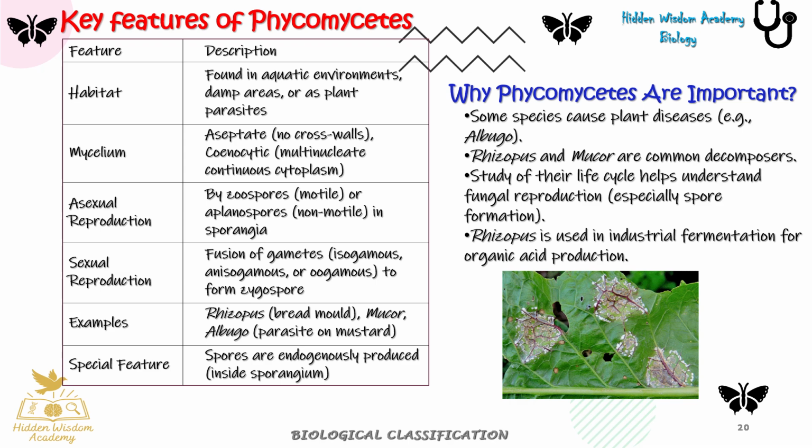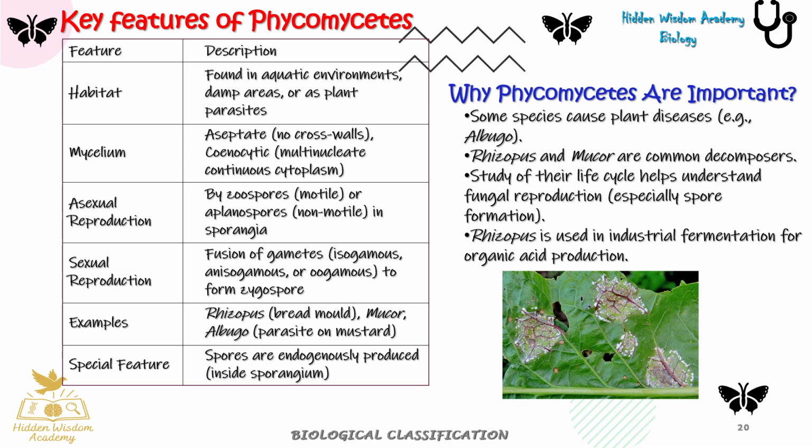Sexual reproduction: fusion of gametes, isogamous, anisogamous, or oogamous, to form zygospore. Examples: Rhizopus, bread mold, Mucor, Albugo, parasite on mustard. Special feature: spores are endogenously produced, inside the sporangium. Why phycomycetes are important: some species cause plant diseases, for example Albugo.